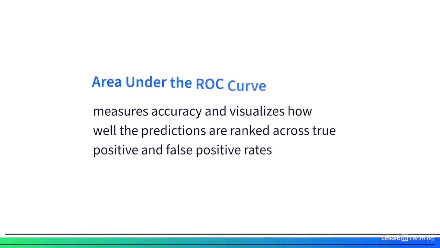The last metric is AUC, or area under the ROC curve, which measures accuracy and visualizes how well predictions are ranked across the true positive and false positive rates. If you care about false positives, then you'd optimize on AUC.